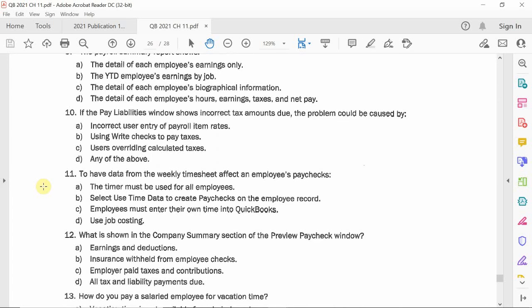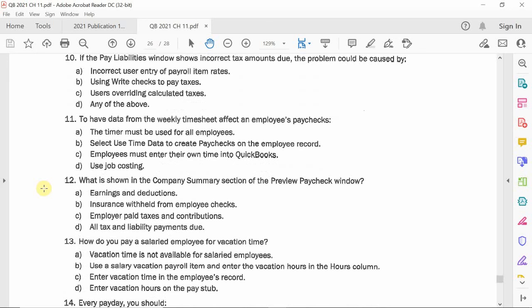What do you do? B. This is number 10? 11. Oh, sorry. Yes, number 11. Okay, yes. Okay, you're going to select use timesheets to create the paycheck on the employee's record. Yes. Okay, so again, you can do it using the enter times, but again, you could just pay your employees by using the payroll pay employees tab, which just transfers all the information from the timesheet, okay, automatically for you.